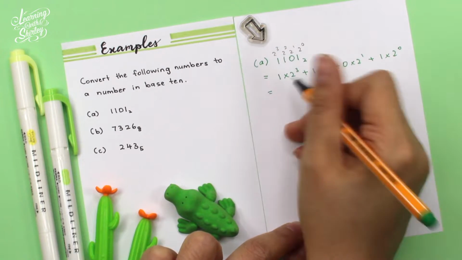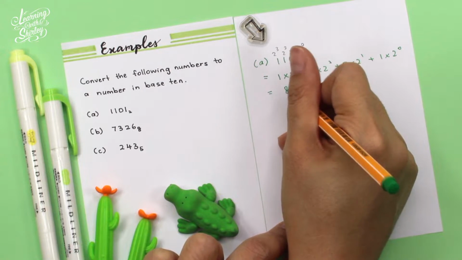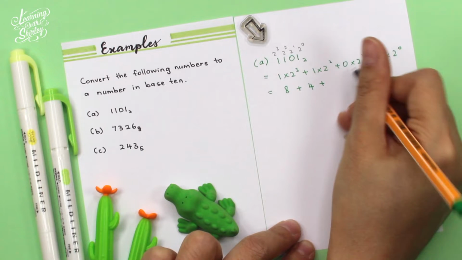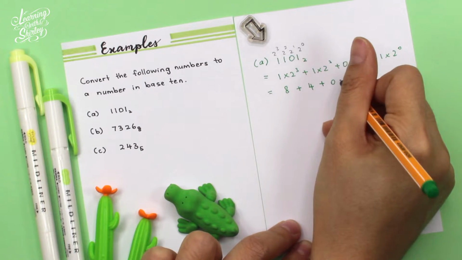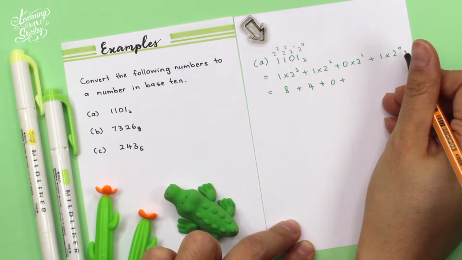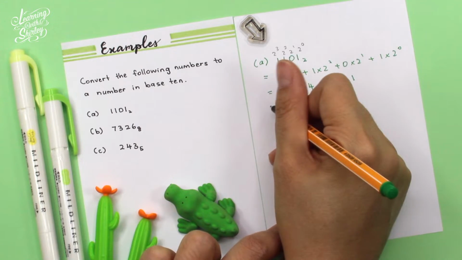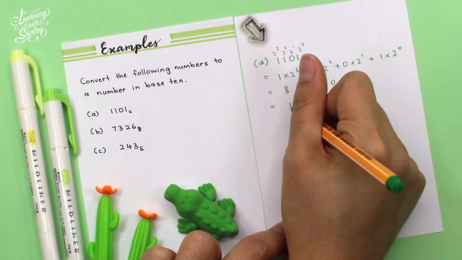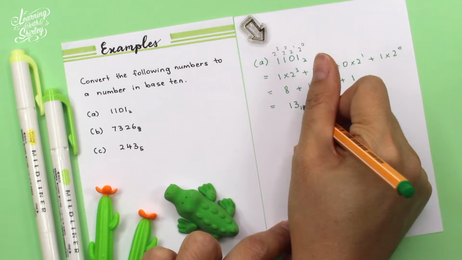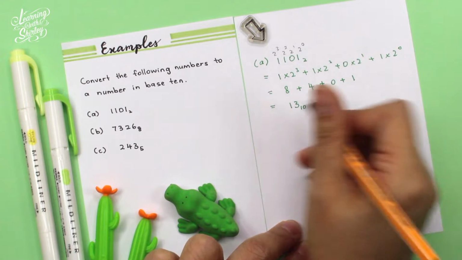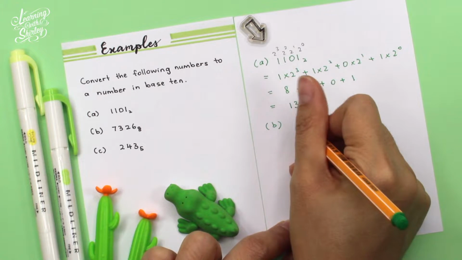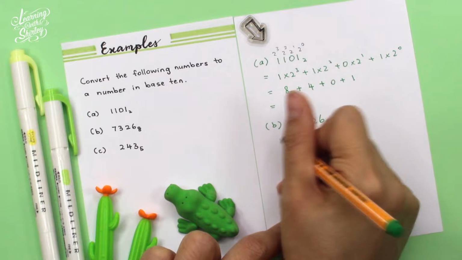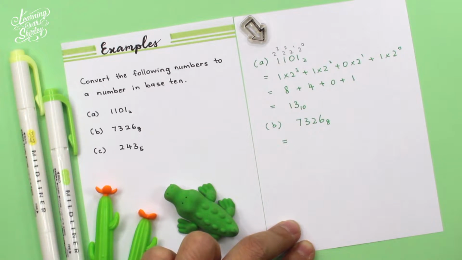So it's equals to, so 1 times 2 cube is 8 plus 1 times 2 square is 4 plus 0 times 2 power 1 is 0 plus 1 times 2 power 0 is 1. So equals, so 8 plus 4 plus 0 plus 1 is equals to 13. So the answer is 13 base 10. Okay, as for B, 7326 base 8. Okay, so I'm going to write in expanded notation.